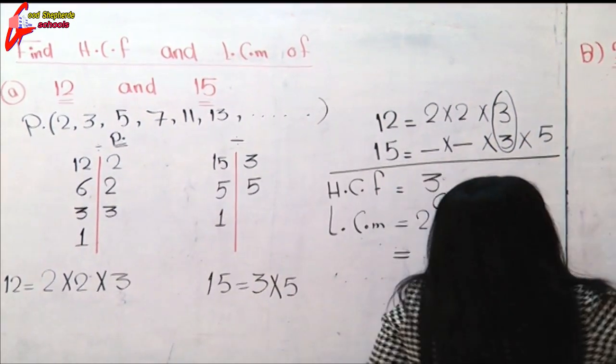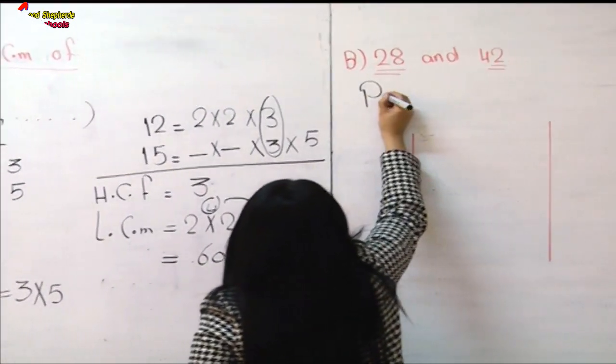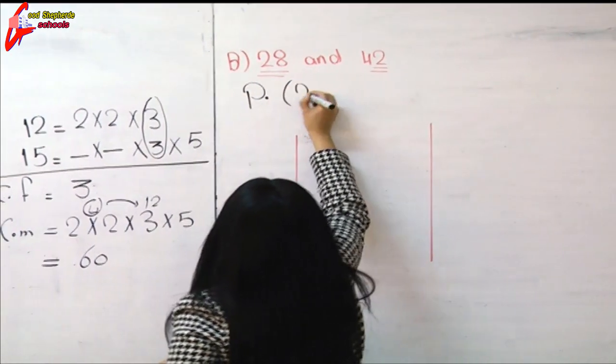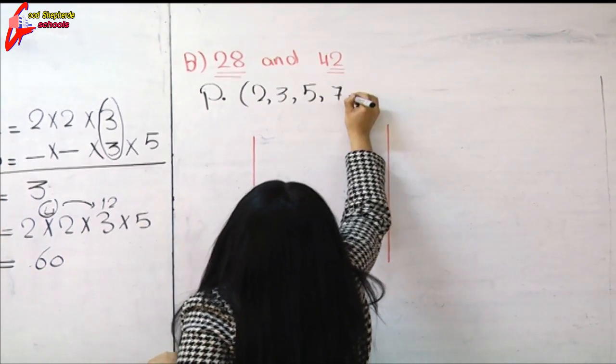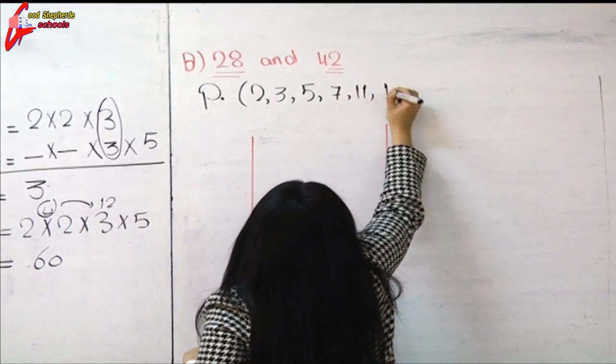28 and 42. First step, factorize the two numbers. Prime numbers, you need: 2, 3, 5, 7, 11, 13, and so on.